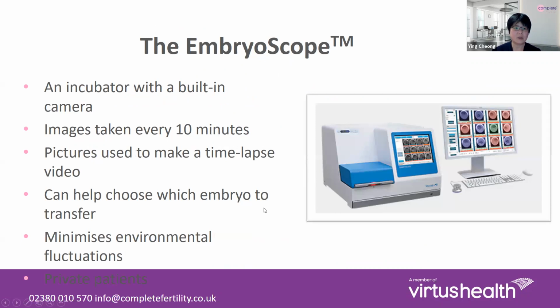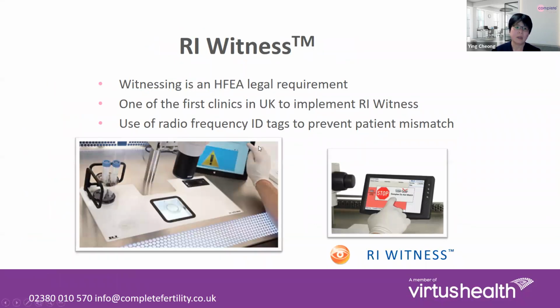There we are. That's the Embryoscope that we have, which is the incubator with built-in camera. It's very, very clever. It takes the images, and then we can actually look at the images and scroll forwards and backwards to examine the growth and the development, and then, of course, help choose the best embryo to put back into your womb.